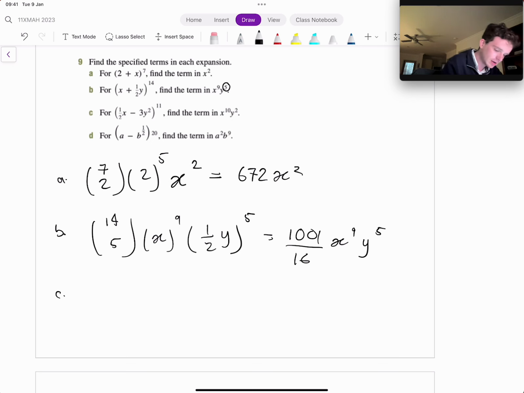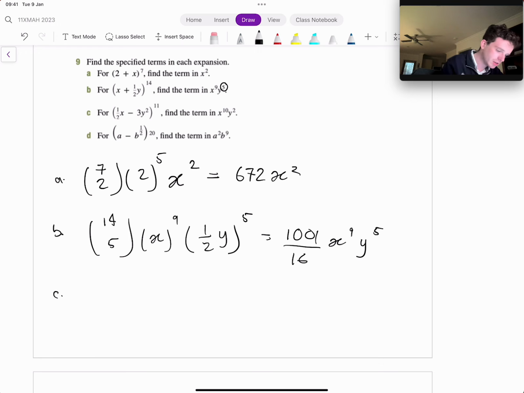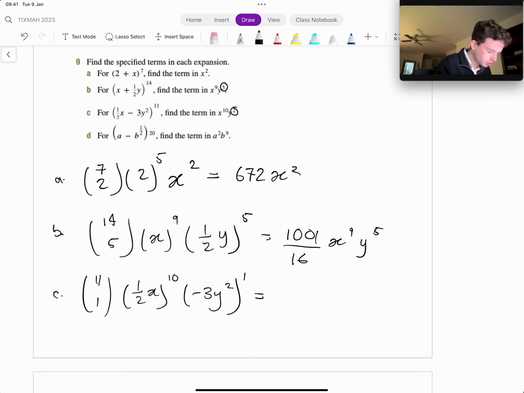Okay, part C. 1 on 2x minus 3y squared, to the power of 11. The value of k is going to be 1, because the only way to make y squared is to raise it to the power of 1. So 11 choose 1 times 1 on 2x to the power of 11 minus 1, which is 10, times minus 3y squared to the power of 1. That's equal to 11 choose 1 times 1 on 2 to the power of 10 times minus 3, which is minus 33 over 1024 x to the power of 10 y squared.